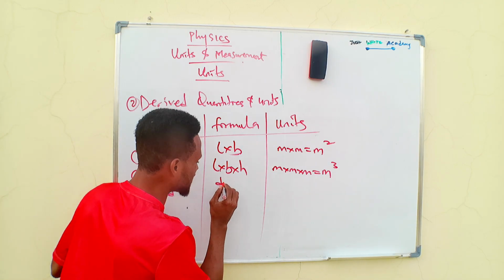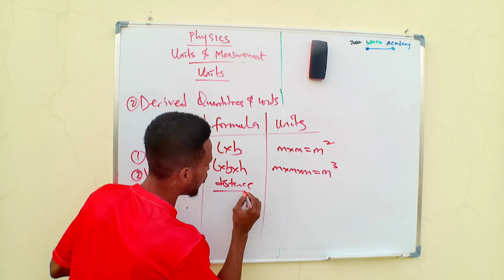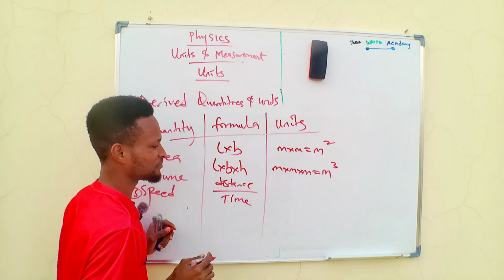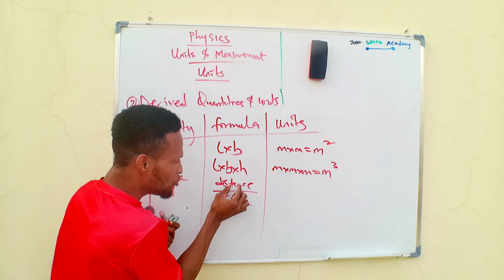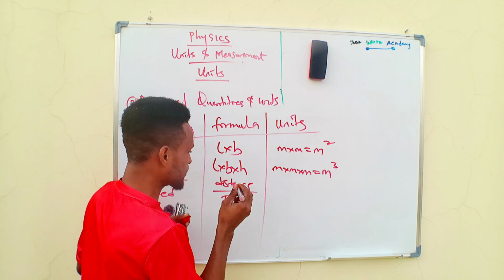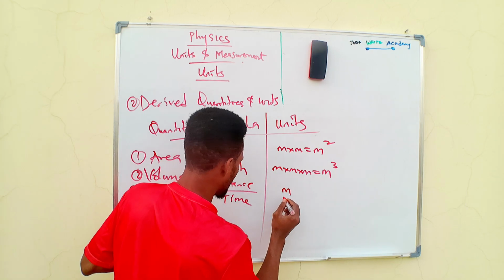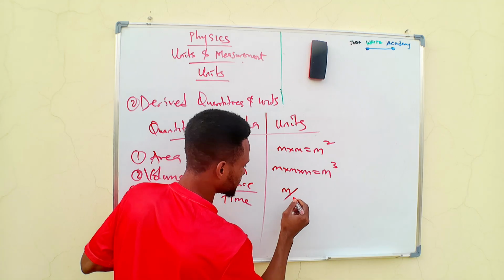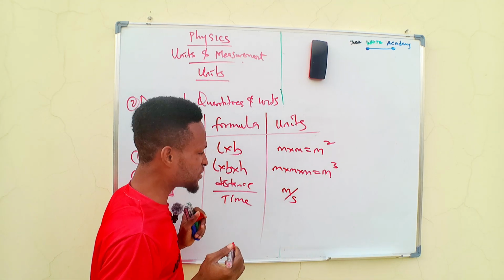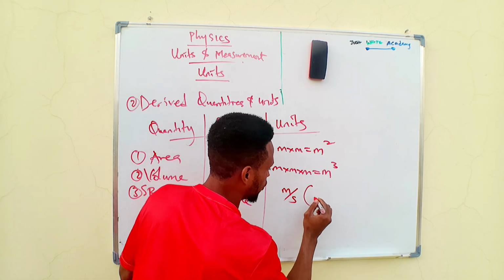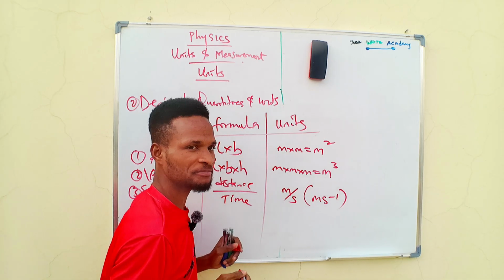We have speed. Speed is distance covered over time taken. You see? 2 fundamental quantities coming together. Distance is measured in what? Meter. Time is measured in what? Seconds. So you see, meter per second, or you can just call it m s minus 1.